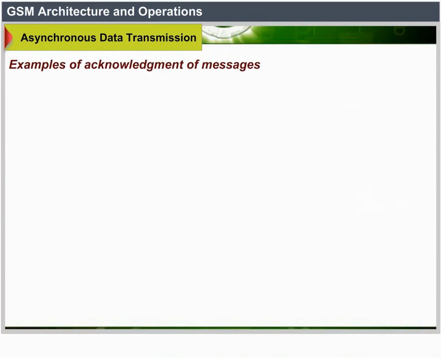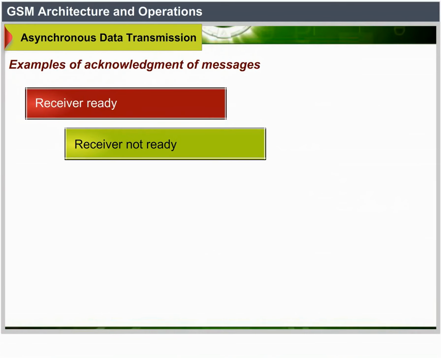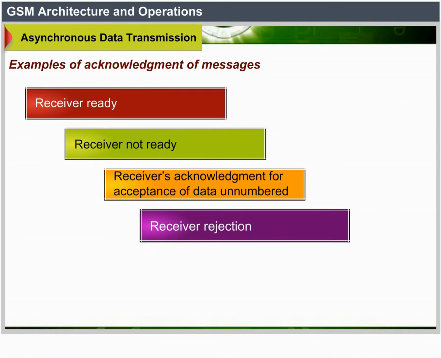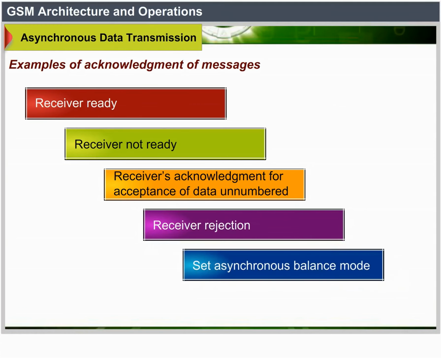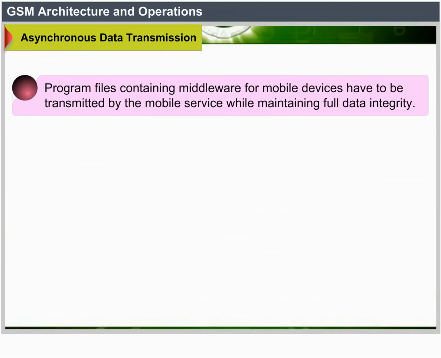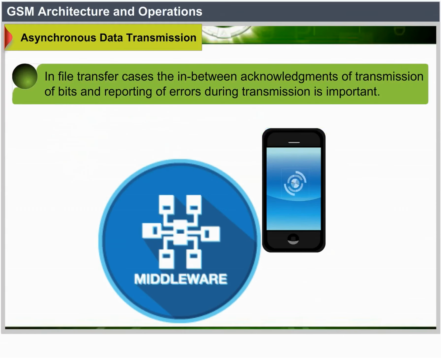Examples of acknowledgement of messages: receiver ready, receiver not ready, receiver's acknowledgement for acceptance of data, unnumbered, receiver rejection, set asynchronous balance mode, disconnect. Program files containing middleware for mobile devices have to be transmitted by the mobile service while maintaining full data integrity. In file transfer cases, the in-between acknowledgements of transmission of bits and reporting of errors during transmission is important.